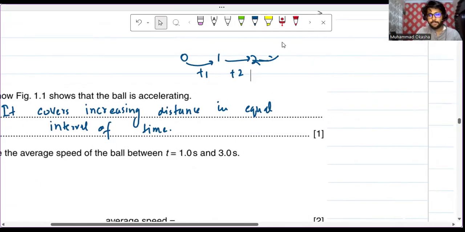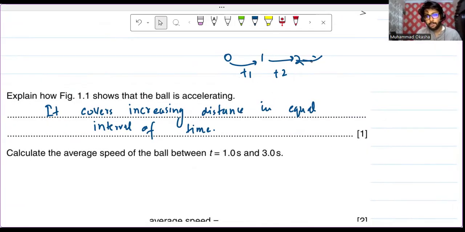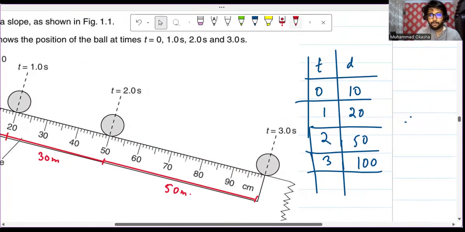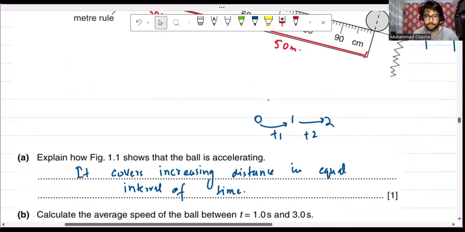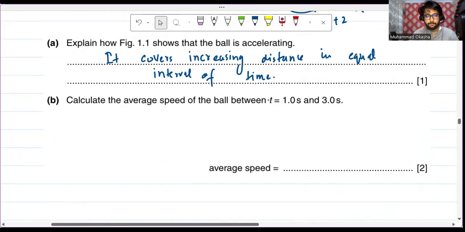The time interval does not change, but the amount of distance traveled in each interval is, I'll show you over here. If you notice, time interval does not change. This is +1, 1 to 2 is +1, 2 to 3 is +1. But if you look at the distance, 10 to 20 is +10, but 20 to 50 is +30, 50 to 100 is +50, right? So if you notice, the distance is increasing. There's this increasing distance traveled in equal interval of time.